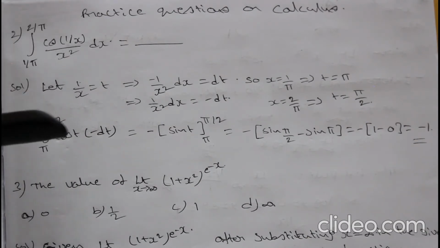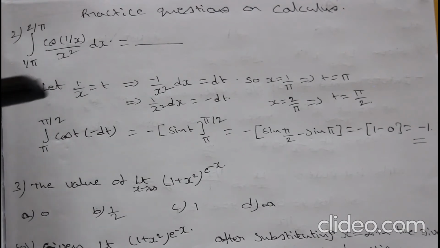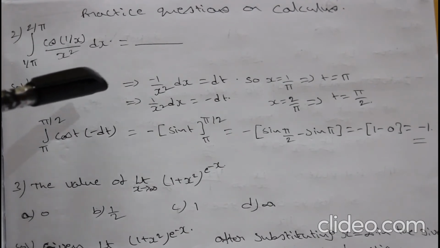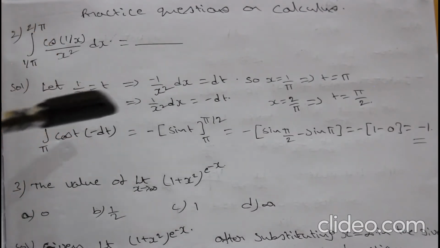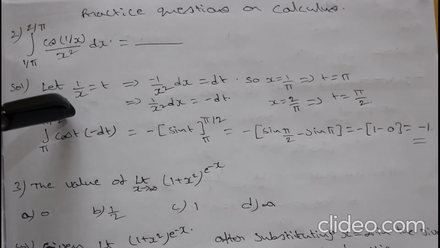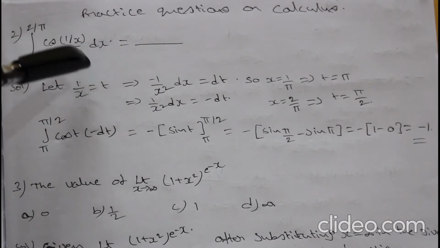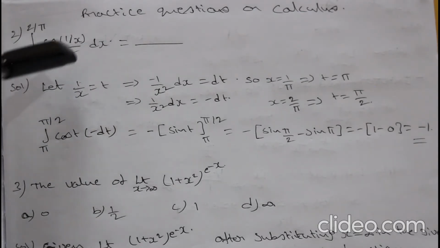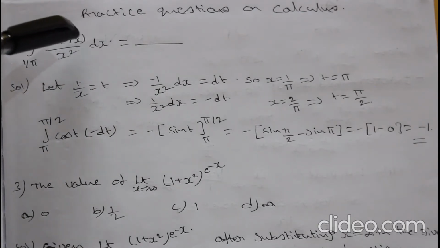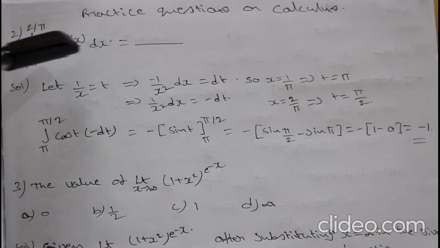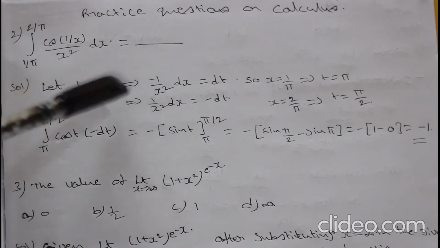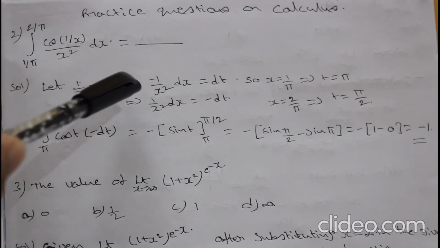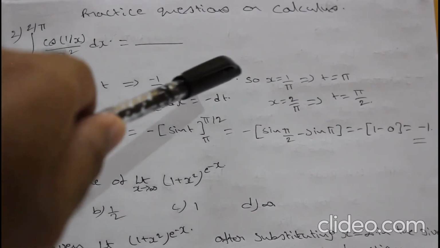So in this case, replace that 1 by x with t. Let us take 1 by x is equal to t, so minus 1 by x square dx is equal to dt. Because we have to replace this dx with dt, if you are replacing 1 by x with t, you have to replace dx and you have to replace these limits also. So 1 by x is equal to t means minus 1 by x square dx is equal to dt.